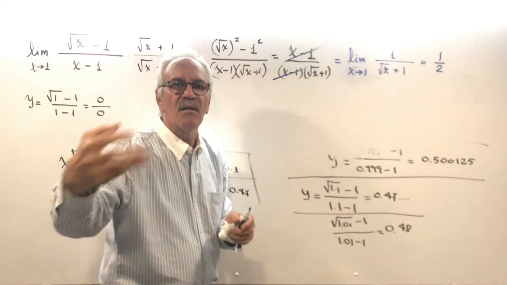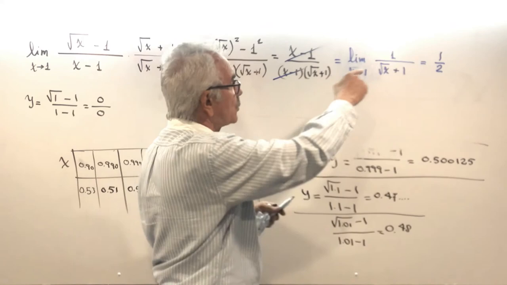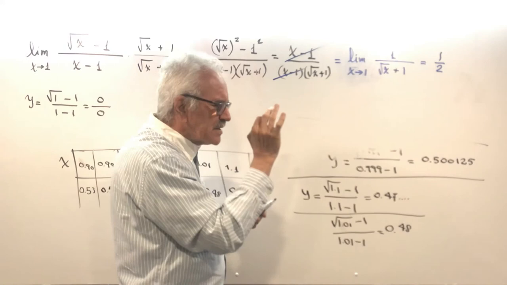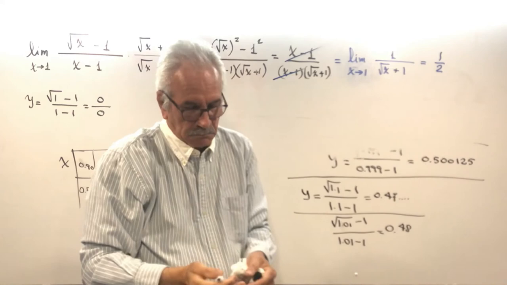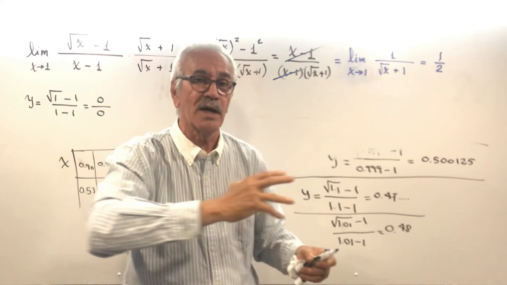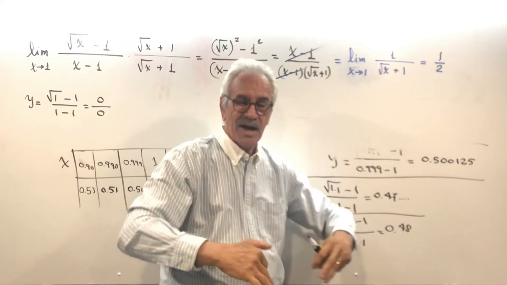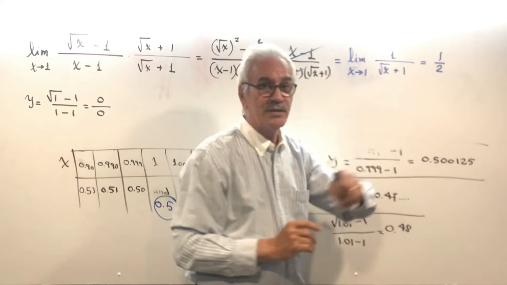This solution is correct every time, except at the same point when x equals 1. But we do not have a problem because we never touch 1. Remember the cucaracha, it never touched the wall. We never touch 1. We are around, and very, very near, we have this solution.